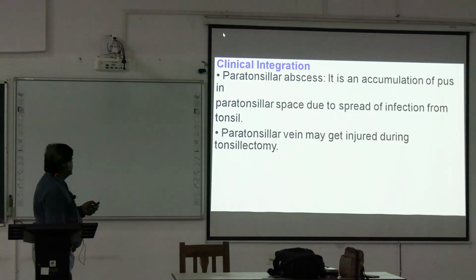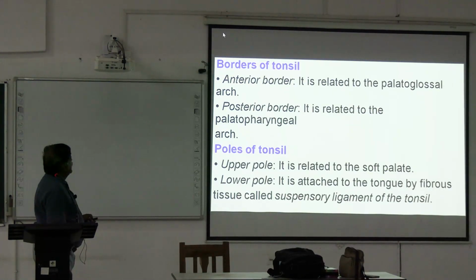It pierces the wall of the pharynx and drains into the pharyngeal venous plexus. Now, clinical integration. Paratonsillar abscess is an accumulation of pus in the paratonsillar space due to spread of infection from the tonsils. The paratonsillar vein may get injured during tonsillectomy. Now, borders of the tonsils. Anterior border is related to the palatoglossal arch. Posterior border is related to the palatopharyngeal arch. Poles of the tonsils: upper pole is related to the soft palate. Lower pole is attached to the tongue by fibrous tissue called the suspensory ligament of the tonsil.